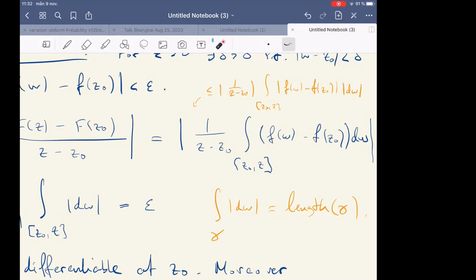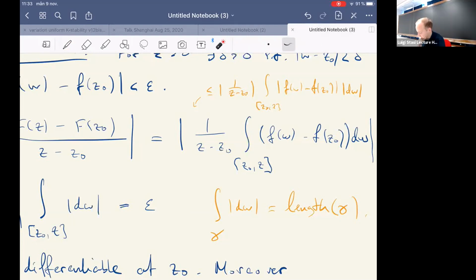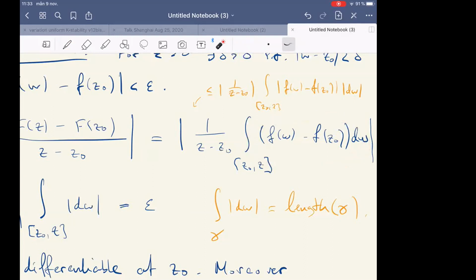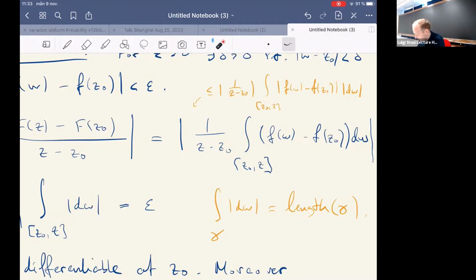Because the constant function is analytic, so the integral would be 0, if we didn't put the absolute value sign on dw. Yeah. So you're saying this integral here should be 0? Exactly, if we didn't put the absolute value sign around dw, then it would be 0.